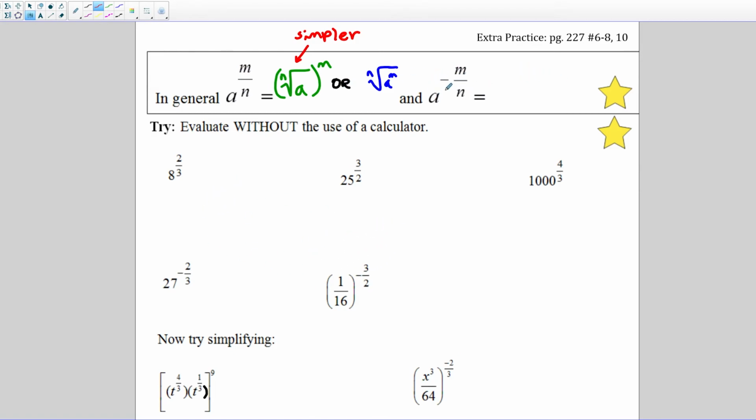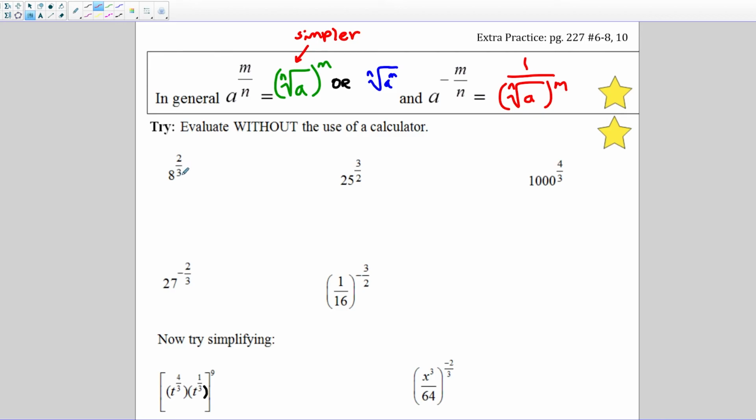In the same vein, if we have a to the power of negative m over n, this is really the same thing as the nth root of a, and then with the brackets, raised to the power of m. So let's try a few questions without using a calculator.